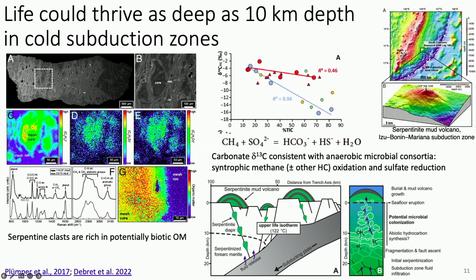So potentially, here there is the 122 degrees C isotherm that's reported in that context of the subduction zone, which is already pretty deep in this setting, but maybe in some of those deeper samples, there could also be traces of life recorded in the carbonate, in the isotopic signature of the carbonate.